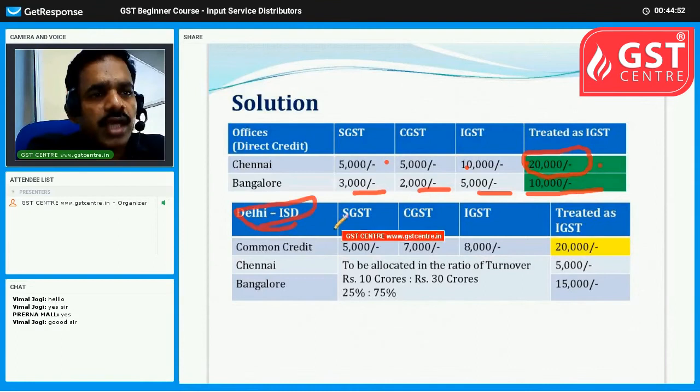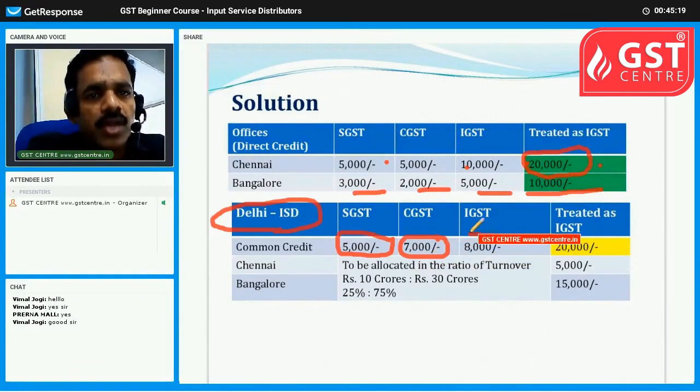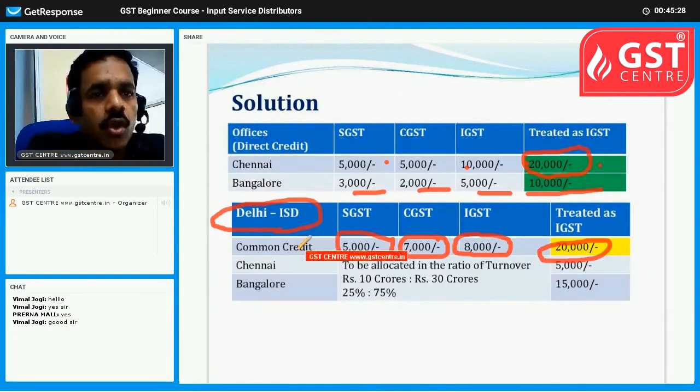And let us take Delhi ISD. What is the status of Delhi ISD? Input service distributor. Common credit, how is it available? Because the Delhi input service distributor or Delhi office had purchased some goods or services from local suppliers, so they are getting SGST and CGST. And they have purchased some goods or services from outside Delhi, so they paid IGST. So total 20,000. All this common credit can be distributed, allocated to Chennai and Bangalore offices.